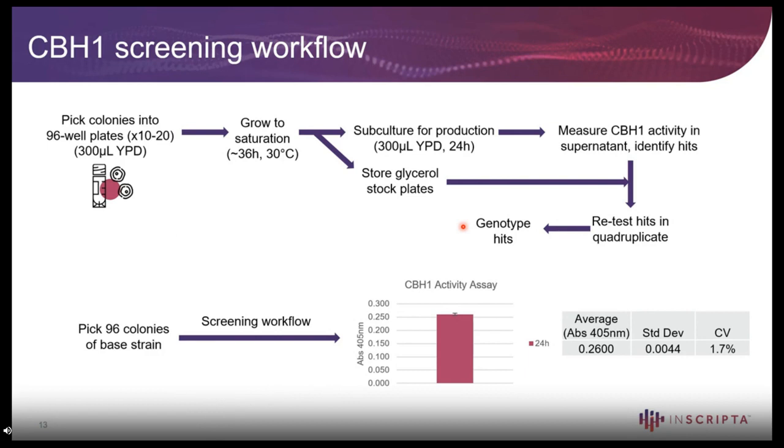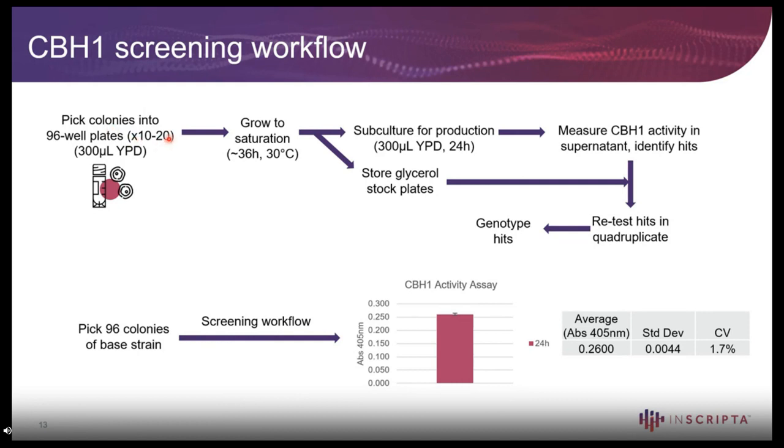Okay, so the screening workflow that we used to test the various libraries that we're going to build on this production strain is pretty simple and straightforward. So we took that tube of edited cells that come out of the instrument, we plated it on agar plates, and then we would pick colonies into 96-well mid-well plates.